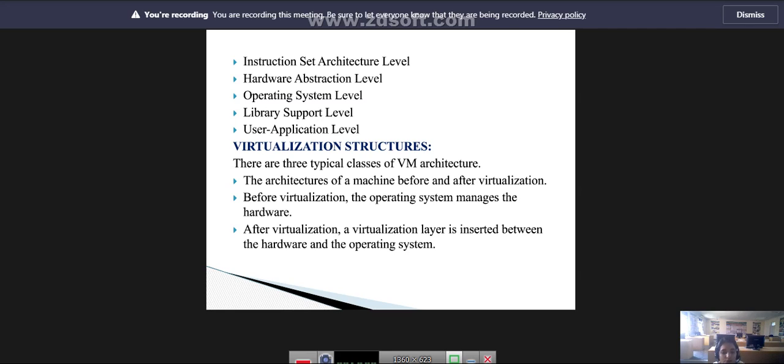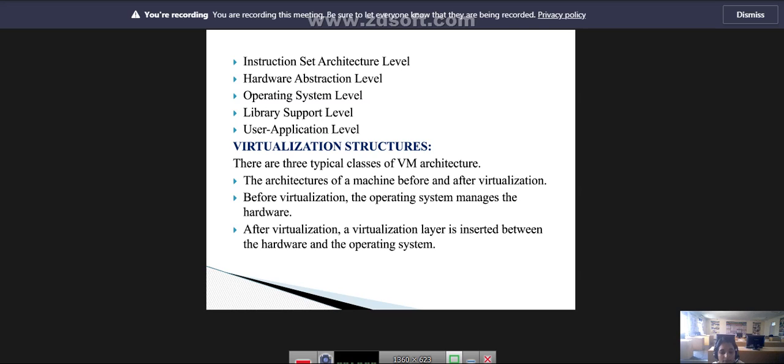The basic emulation method is through code interpretation. An interpreter program interprets the source instructions to target instructions one by one. One source instruction may require tens or hundreds of native target instructions to perform its function. Obviously, this process is relatively slow.